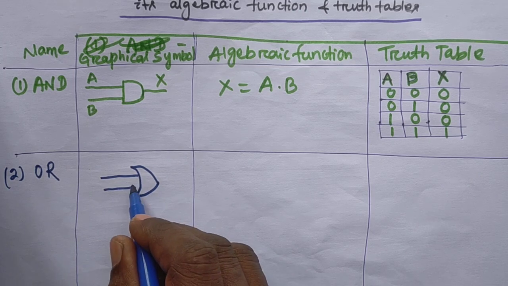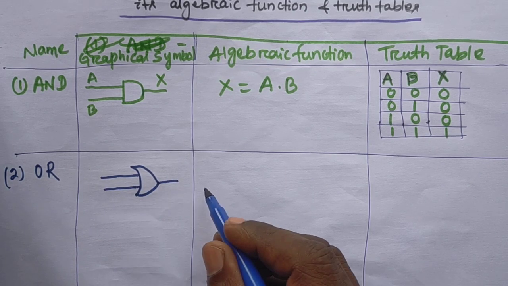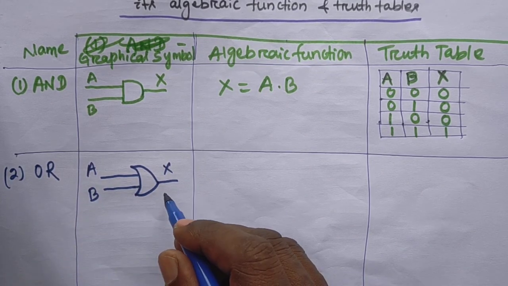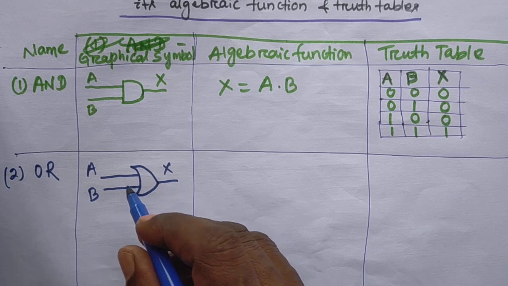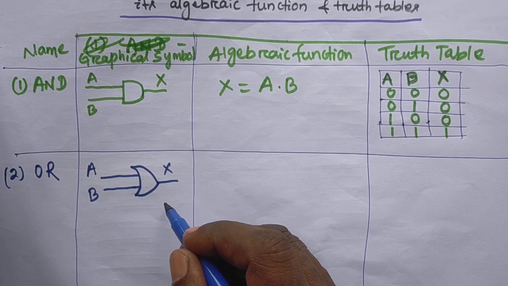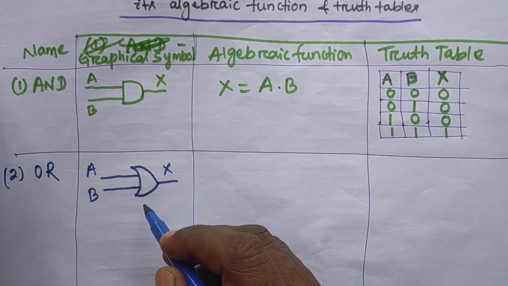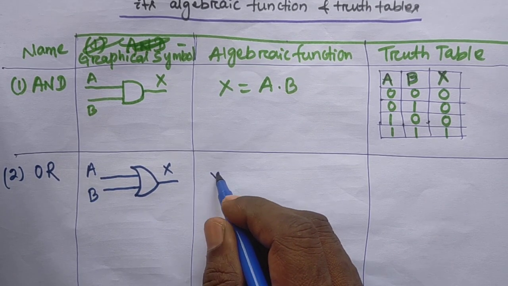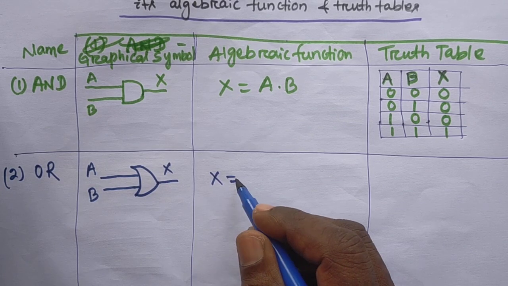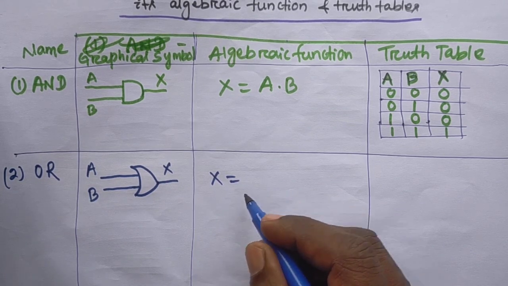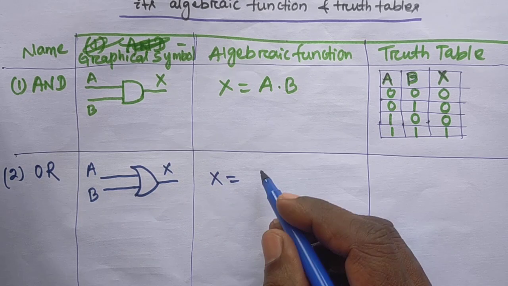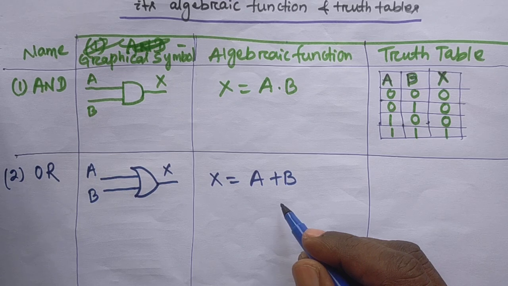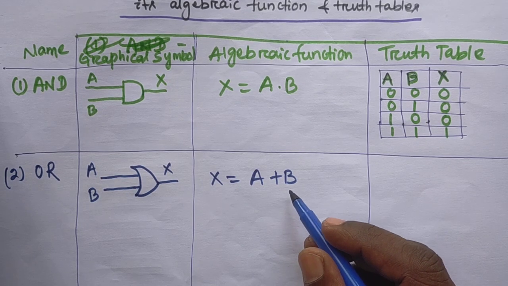Similarly, the same two inputs we will consider, and one output. Here a and b, two inputs, are provided to the OR gate. The OR gate symbol is like this. If we go through the AND gate and OR gate carefully, we see how each is designed. The algebraic function is different: for the AND gate it is the product of a and b, but here it is a plus b. That is, x is equal to a plus b.